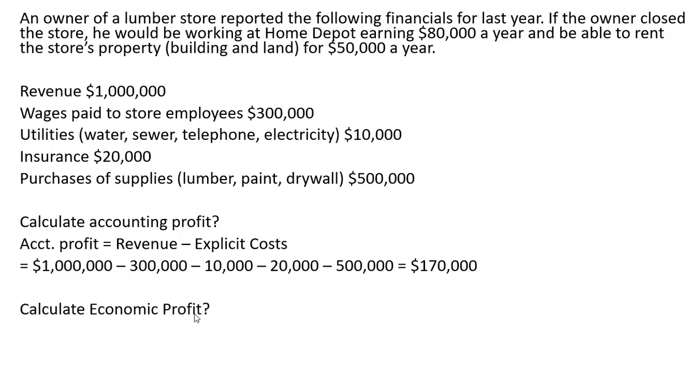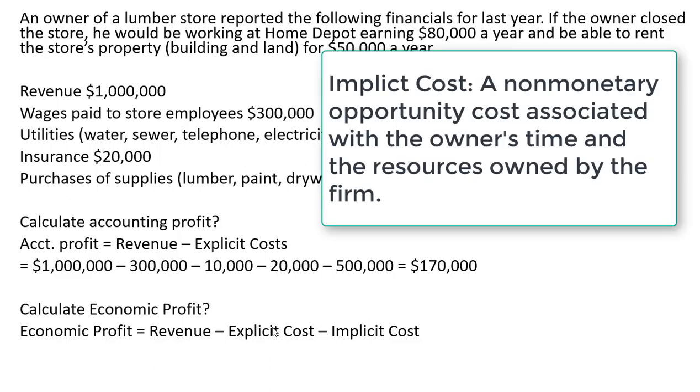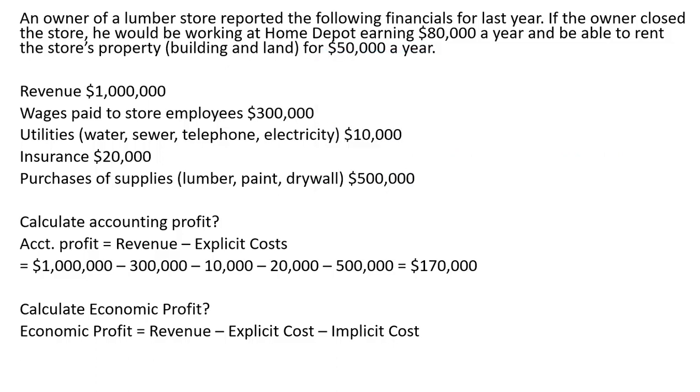All right, let's do economic profit. Economic profit is revenue minus explicit costs. Again, remember, explicit cost is a cost that involves spending money. And we're now going to subtract out implicit cost. Implicit cost is a non-monetary opportunity cost. So money is not changing hands for an implicit cost. These are capturing foregone opportunities because this person is operating this lumber store. This person is sacrificing earning money, doing other things with his time and assets.